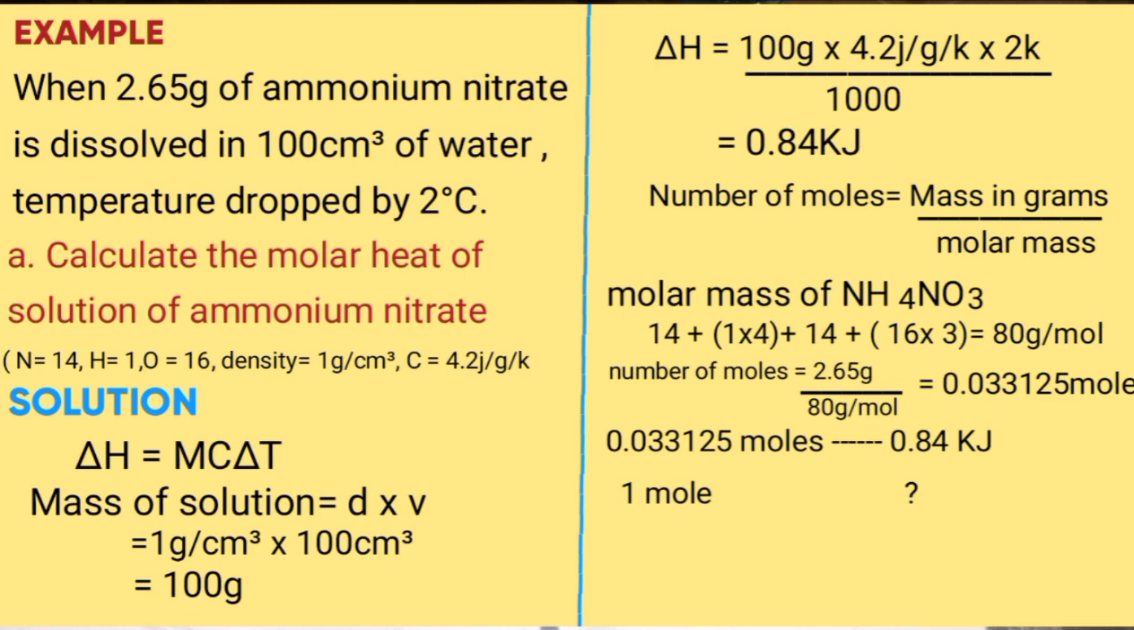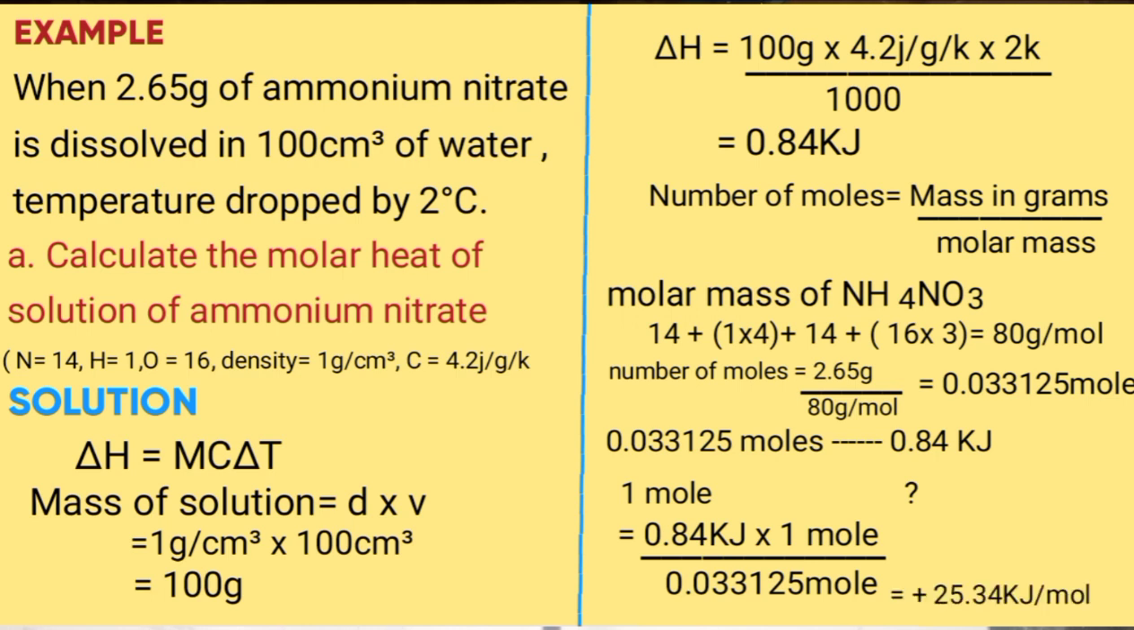Then the last step is 0.033125 moles is 0.84 kilojoules, or about 1 mole. Cross multiply, get 1 mole times 0.84 kilojoules divided by 0.033125 moles. The answer becomes plus 25.34 kilojoule per mole. It is positive because the temperature drops.